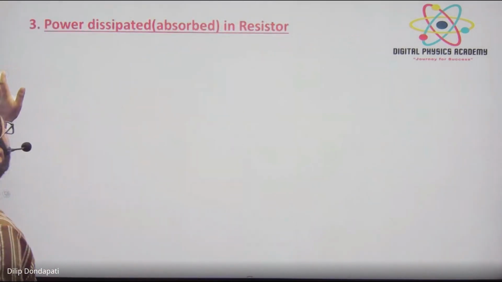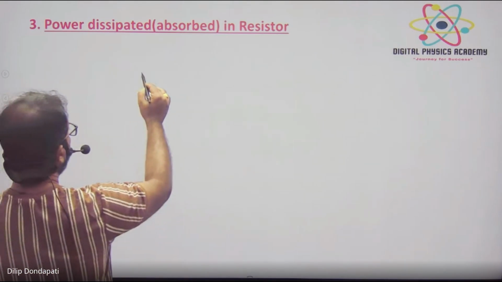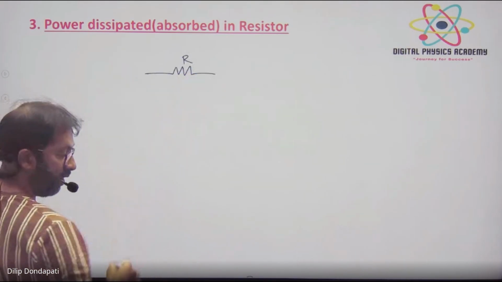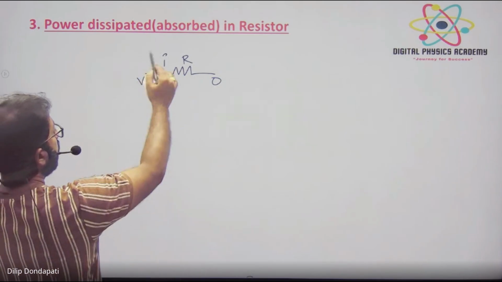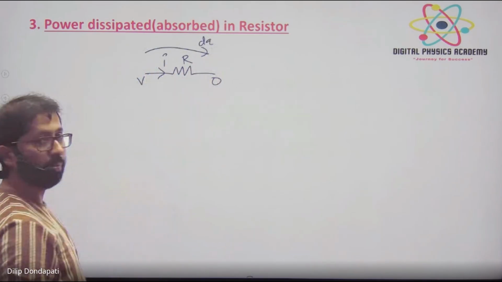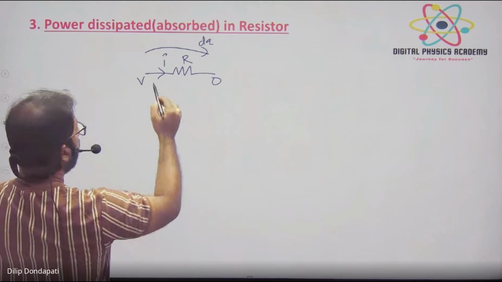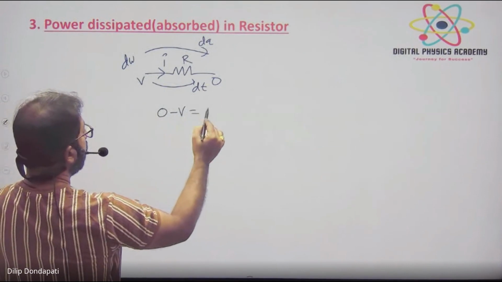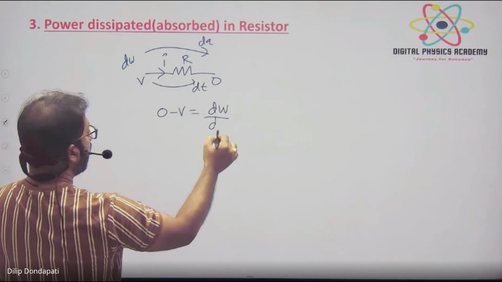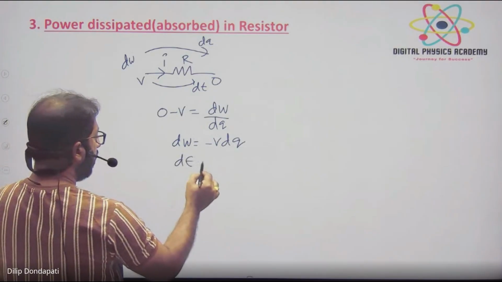Okay, so do this also: power dissipated in the resistor. First we are calculating power. So far only one power formula came for the cell, VI. Now we will see it in the resistor, same story. Resistance R, its voltage is V, current is flowing like this, V to 0. Suppose dq charge is flowing in this dt time. Now apply potential difference and find the power. In dt time, small work is done dW. So final minus initial: 0 minus V is equal to small work done by external agent upon charge. So dW is equal to minus V dq, and dW is nothing but dE only.